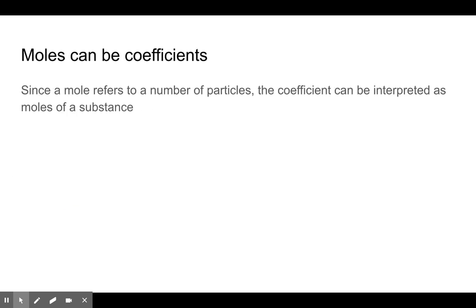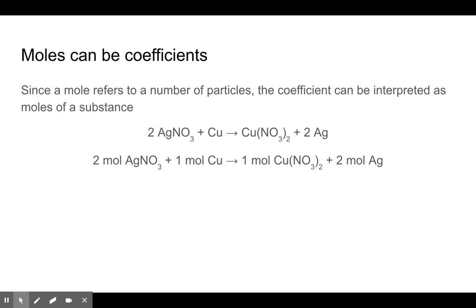Now, the reason we're building up to this is that instead of counting out individual molecules, we use moles. Since a mole refers to a number of particles, the coefficients can be interpreted as moles of a substance. So back to our equation of silver nitrate and copper. Instead of saying 2 silver nitrate molecules, I can say 2 moles of silver nitrate and 1 mole of copper yields 1 mole of copper nitrate and 2 moles of silver.